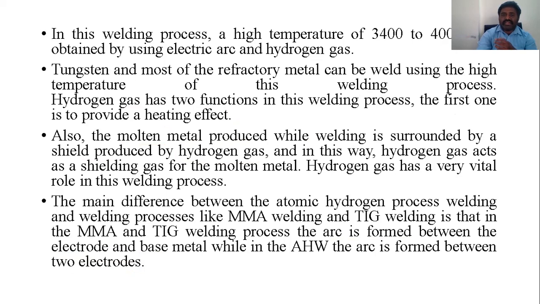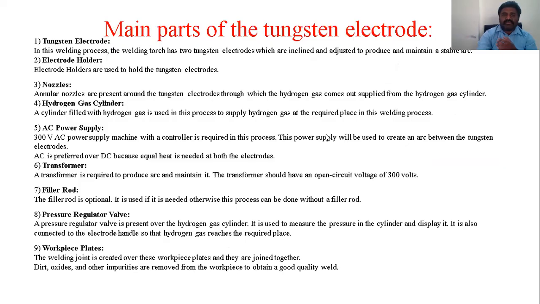Now coming to the next slide, from the diagram the main parts are the tungsten electrode and the electrode holder, the nozzle, hydrogen gas, the power supply transformer, filler rod, a pressure regulator valve and the workpiece plates. This is all that comes in here. For every equipment we use the same concept.